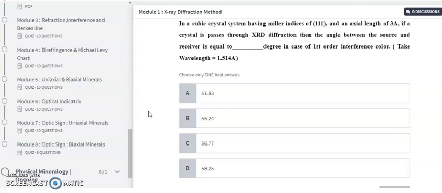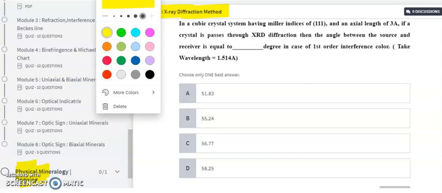So let's see how to solve this particular problem. This problem was a part of our X-ray diffraction method, the first question of the physical mineralogy module. This is our physical mineralogy. The first topic was our X-ray diffraction method. So let's discuss this one.